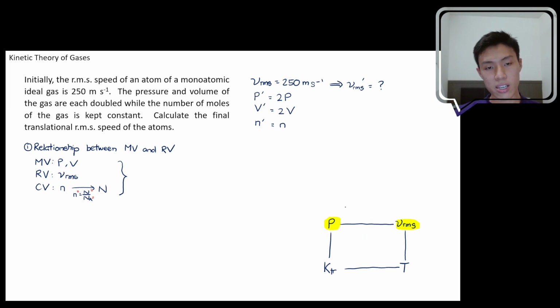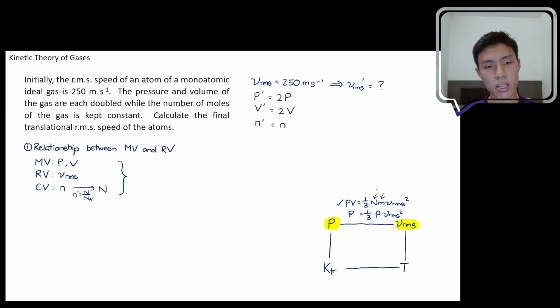So on this side of the rectangle, again, there are 2 equations. There's PV is equal to 1 over 3 N m VRMS squared. That's the first equation. You also have P is equal to 1 over 3 rho VRMS squared. So between these 2 equations, we are probably going to pick the first one, because the first one does have the number of gas molecules inside and the mass of one gas molecule inside.